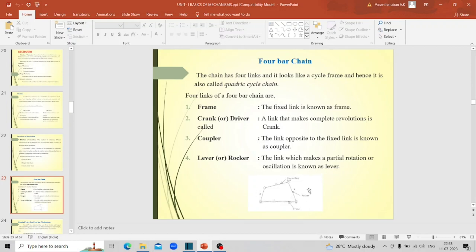Okay, so here you will see it has four elements. First one is the frame, this is the fixed one. Second one is called the crank. Third one is the coupler or connecting rod. Fourth one is the rocker, follower or lever. So these are the basic elements of the four bar chain mechanism.